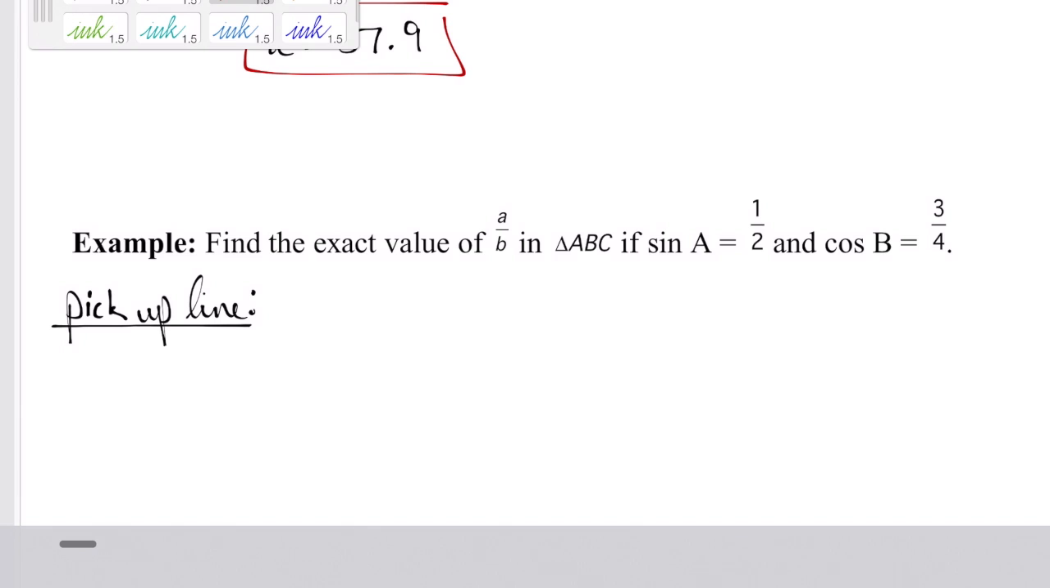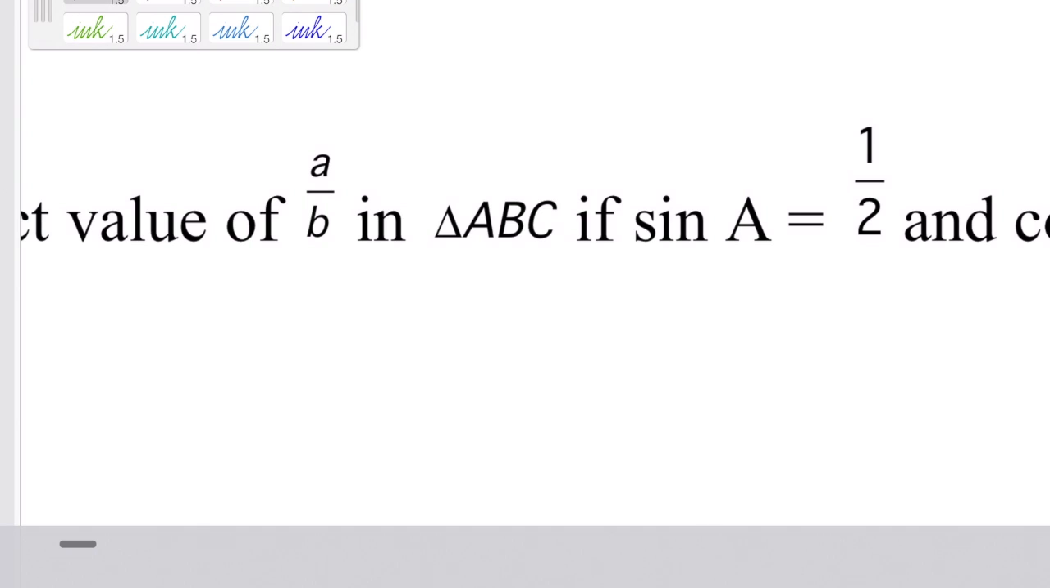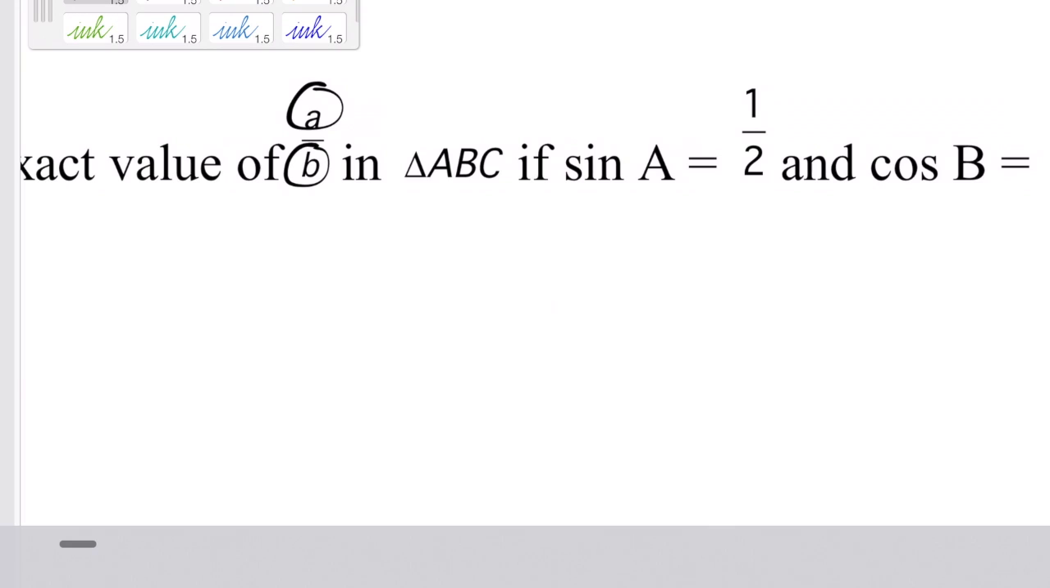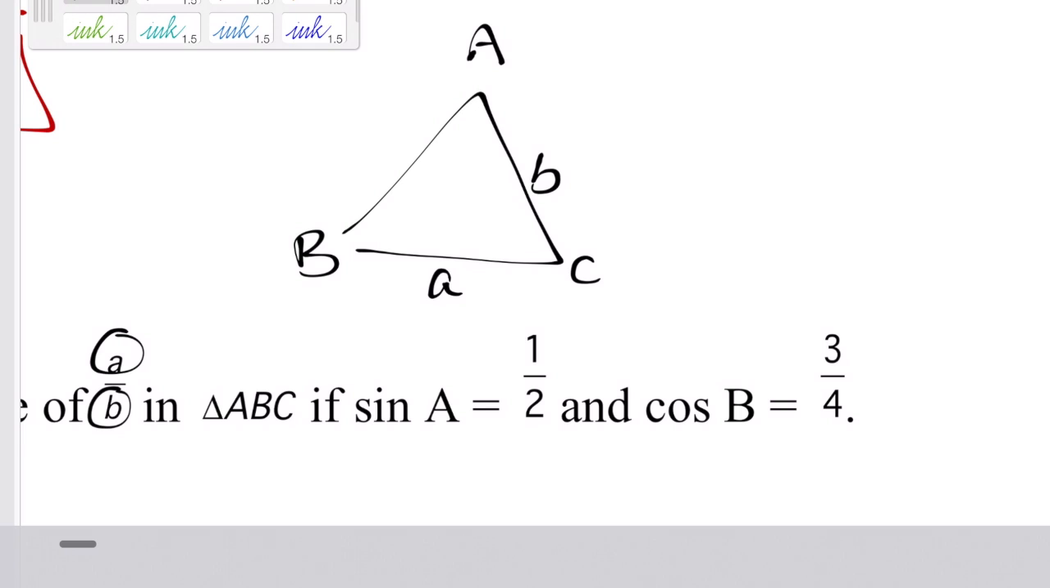So they want us to find the exact value of A over B. And so notice that they give us a small a and a small b. So this means that they're wanting us to find side A and side B of our triangle. So if I were to draw it out, they're wanting us to find those two sides.